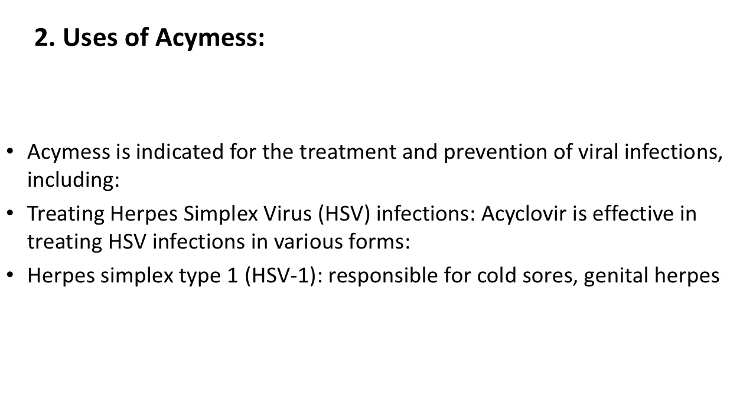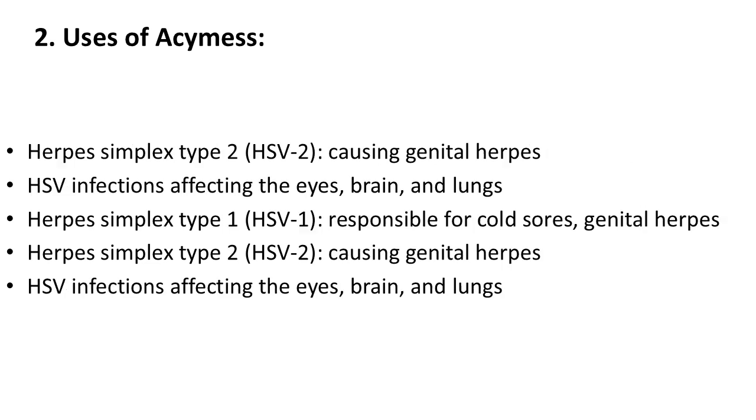Two, uses of Acymess. Acymess is indicated for the treatment and prevention of viral infections, including treating herpes simplex virus (HSV) infections. Acyclovir is effective in treating HSV infections in various forms. Herpes simplex type 1 (HSV1), responsible for cold sores and genital herpes. Herpes simplex type 2 (HSV2), causing genital herpes. HSV infections affecting the eyes, brain, and lungs.